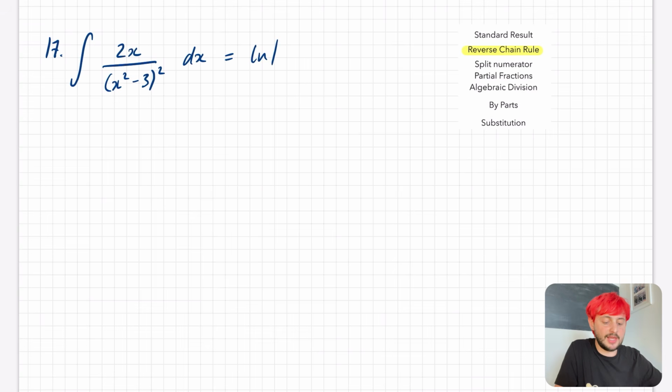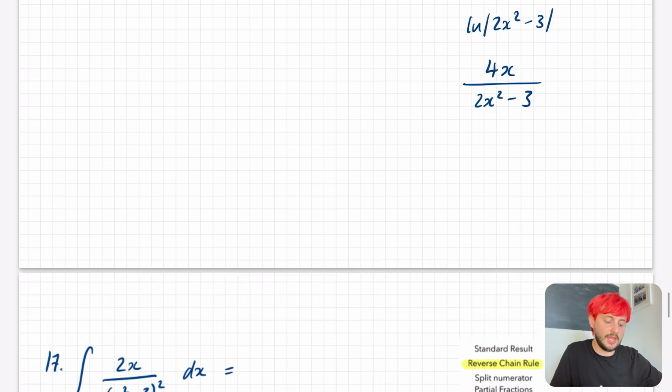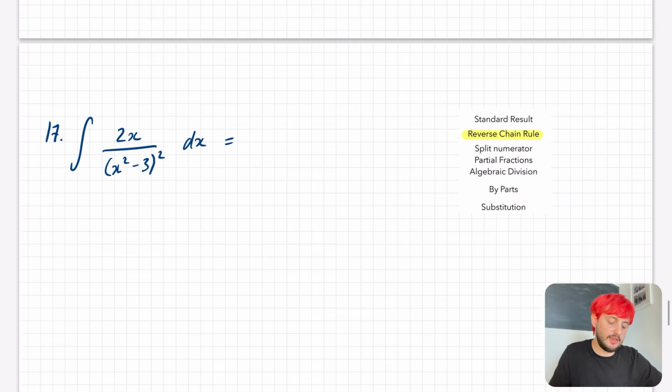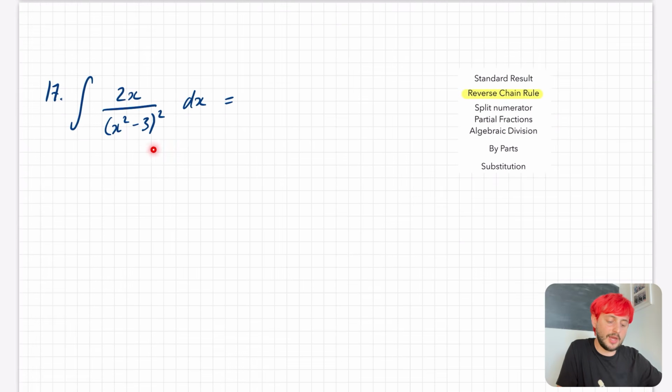oh, well, it must be an ln of x squared minus 3 squared. They just think that anything that's a fraction is going to go to ln. But that's not true. It's only if the denominator is of power 1 that it will go up to an ln function. In this one, the denominator is a squared kind of function.